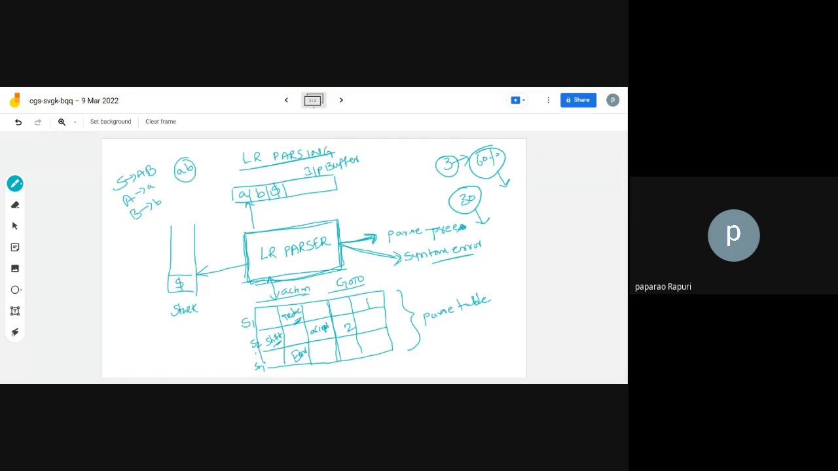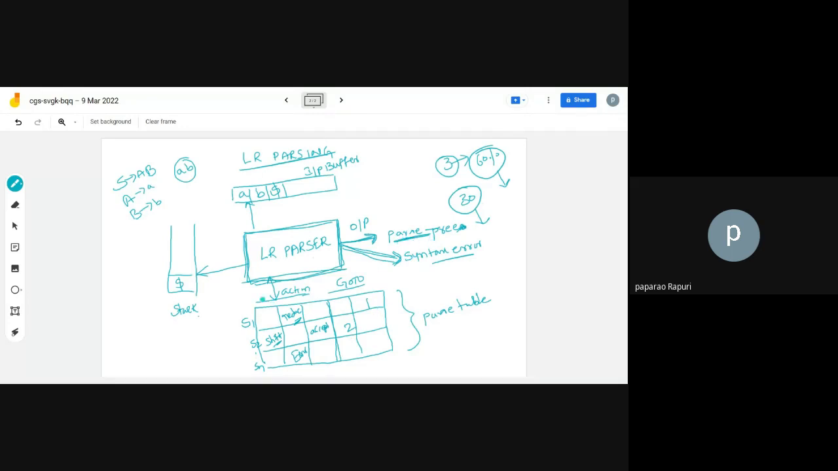So we have four: stack, input buffer, LR parser, and parse table, and with this we get the output, maybe a parse tree. In most cases we will get a parse tree, because we will discuss the successful cases. In some cases it may produce a syntax error.